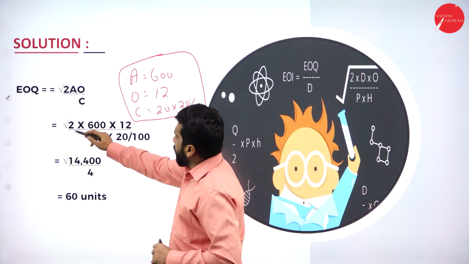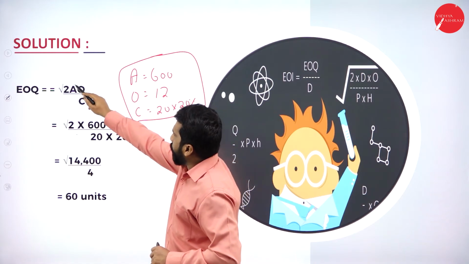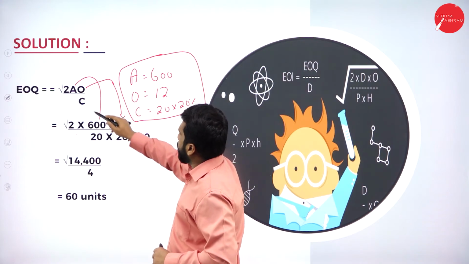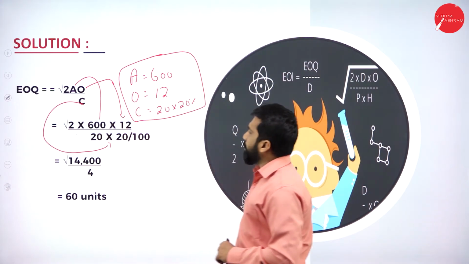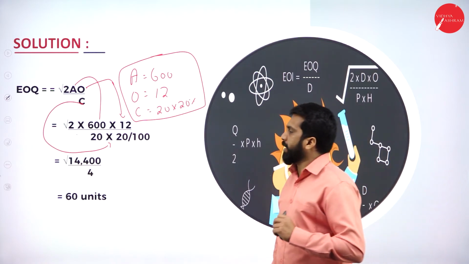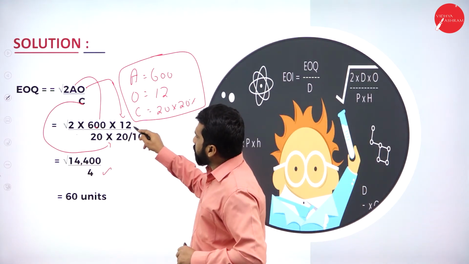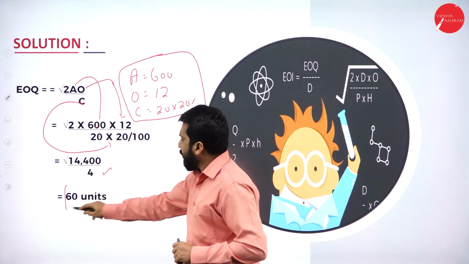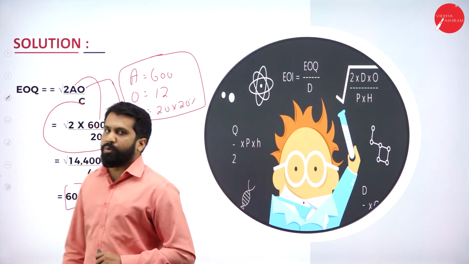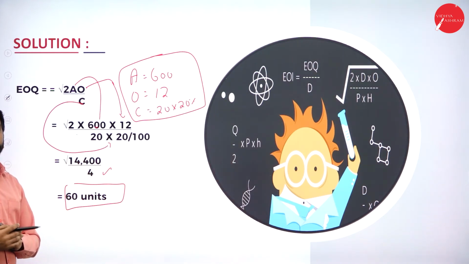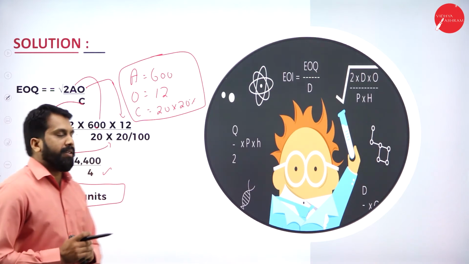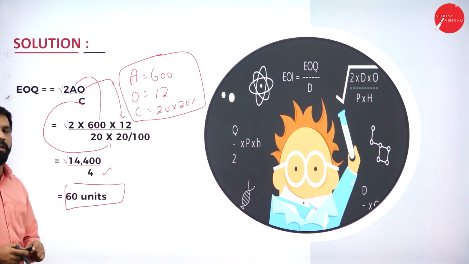Now, square root of 2 multiply into A is equal to what? 600. O is equal to 12. And your C is equal to 20 multiplied with 20%. How much you will get? This will be 4. If you multiply all these three, you will get 14,400. If you do final calculation, you will get 60 units. Hope you are clear. Very simple. No need of any explanation for this. Just apply formula and simplify. Now, this is done. This is your problem number 1.